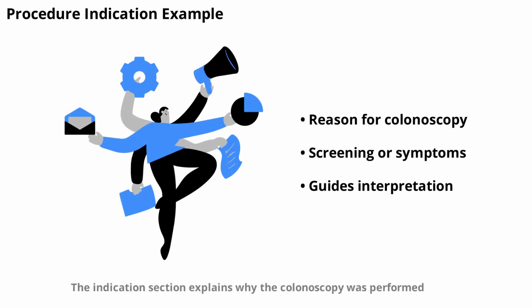The indication section explains why the colonoscopy was performed. For example, it might say screening for colon cancer, family history, or evaluation of symptoms. This context helps you and your doctor interpret the findings and plan next steps.